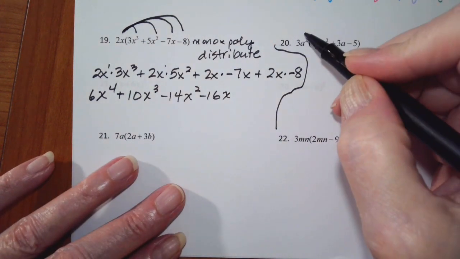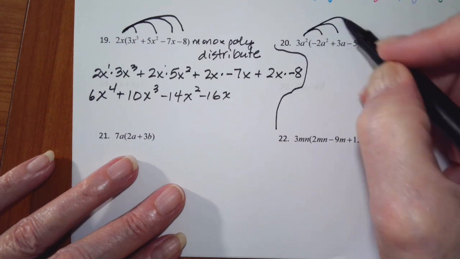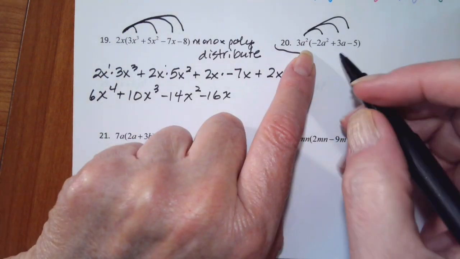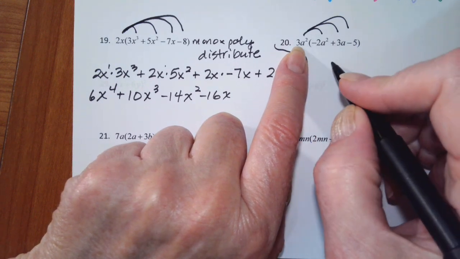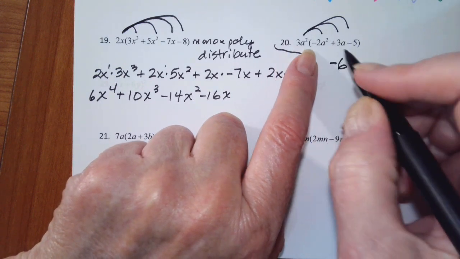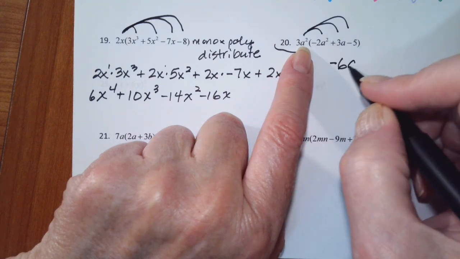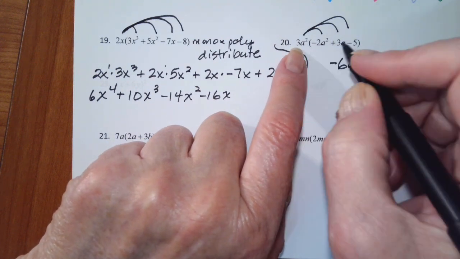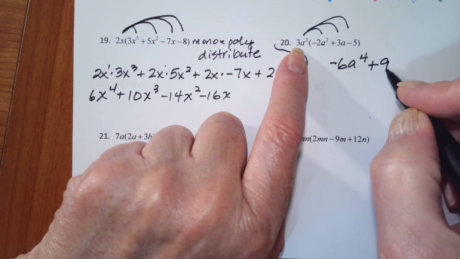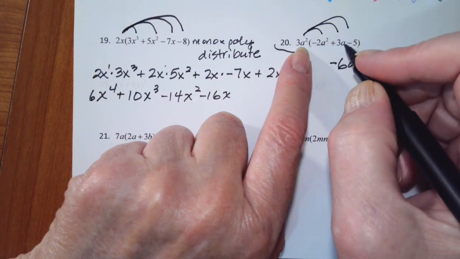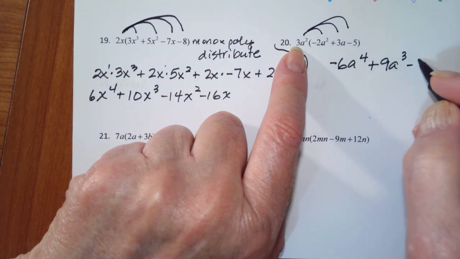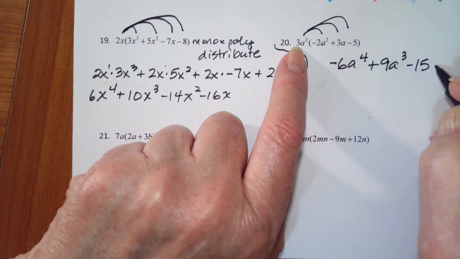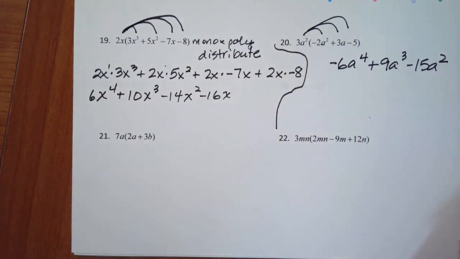Okay, I'm going to do exactly the same thing here. So this gives me 3 times -2, which is -6. 2 a's here, 2 a's here, so I have 4 a's. 3 times 3 gives me a +9. A to the second times a gives me a to the third. 3 times -5 is -15, and I still have an a to the second.